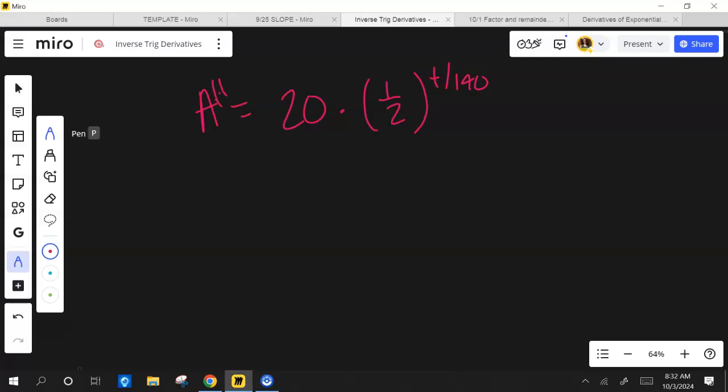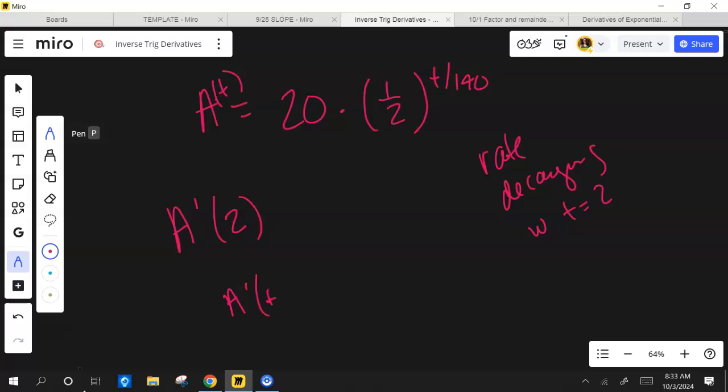All right, this is A of T, yes? If I want the rate that it is, what did I say? The rate that it's decaying, rate decaying when T equals 2. What is it that I'm looking for? Derivative, right? I'm looking for the derivative at 2. Rate means derivative, yes? All right, give me an equation for the derivative. This is same section. 1/2 T divided by 140 ln 1/2.